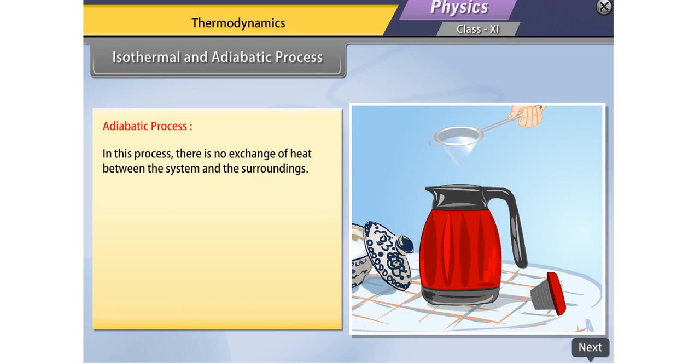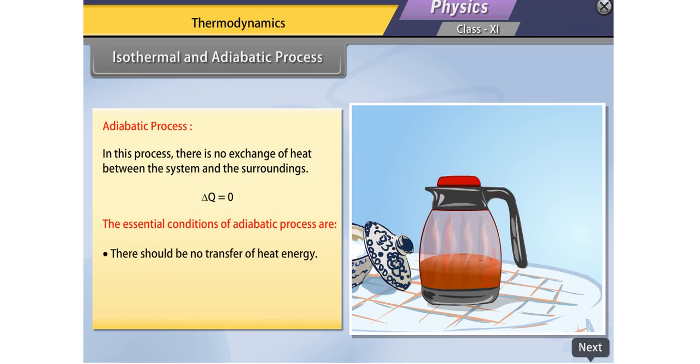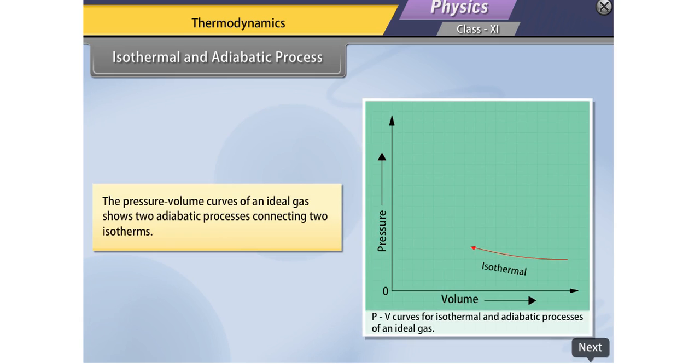Adiabatic process. In this process, there is no exchange of heat between the system and the surroundings. Delta Q is equal to 0. The essential conditions of an adiabatic process are: there should be no transfer of heat energy. Changes must take place at a very fast rate. Specific heat is 0. The pressure volume curves of an ideal gas show two adiabatic processes connecting two isotherms.